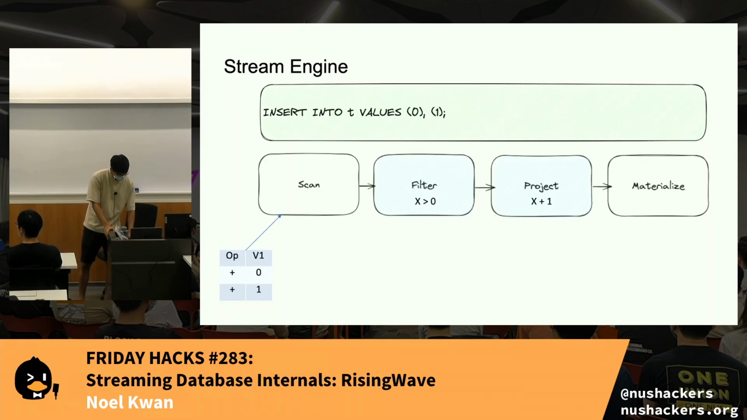Okay, so a simple example that we are going to walk through. Let's say we insert into T values 0 and 1.